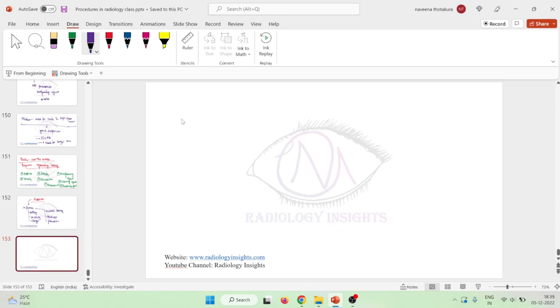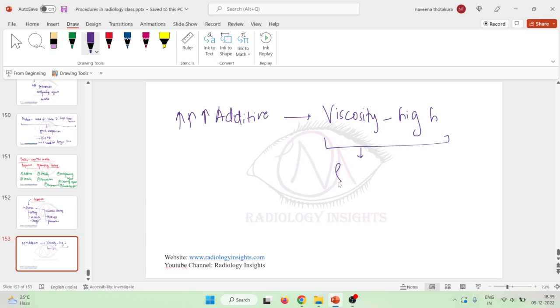Now, if you add a lot of additive, then obviously because of more substance, the viscosity is high. If the viscosity is high, the suspension will not flow easily. Water has less viscosity, so it flows easily when compared to oil, which has more viscosity. So because of this high viscosity, the suspension flows with difficulty.